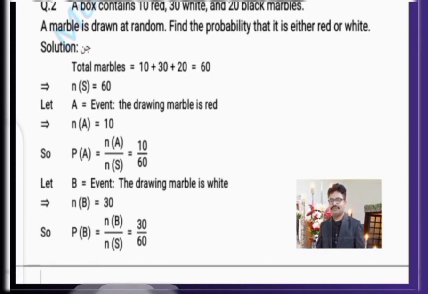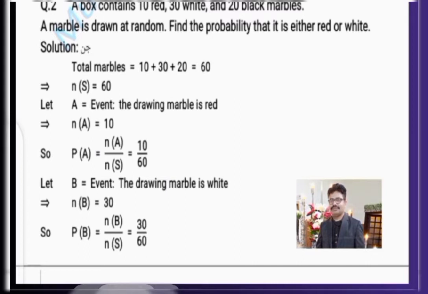Mathematics and statistics are very easy subjects. There are some tips that will make it easy. I'm going to tell you very simple ways to find the probability and to learn mathematics and statistics.